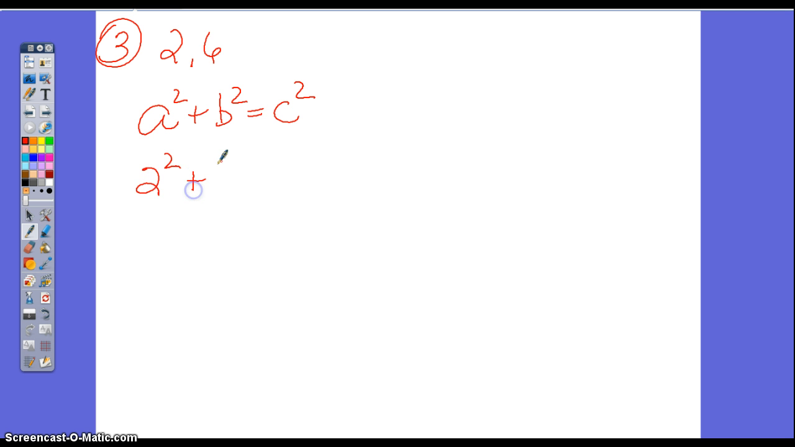Okay. Number 3, do I have legs or leg and hypotenuse? Leg and leg. My numbers are 2 and 6. What do I do first? What do I do next? Put them in. Do what you know. This is not hard. Some people get terrified of formulas because they don't understand. You're just doing what you know in an organized fashion. What's 2 squared? 4. What's 6 squared? What's c squared? 40.